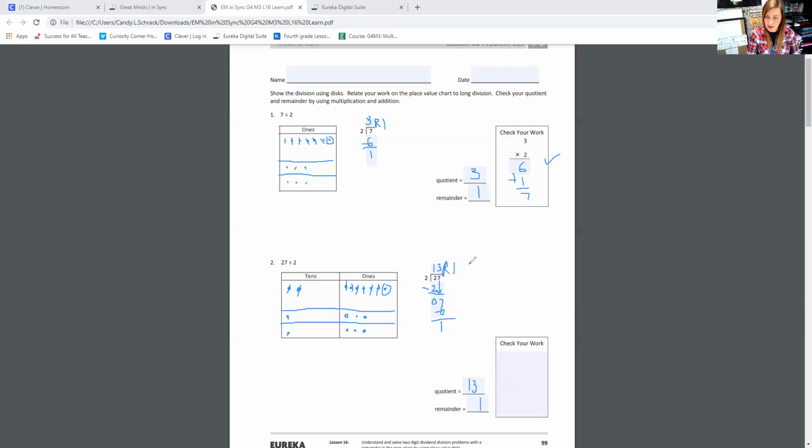So in order to check my work, first, I'm going to multiply the 13 times the 2. I get 26, and then I'm going to add my remainder back in. So now I have 27. And then I check, is that what this number says? Yep. Checked it.